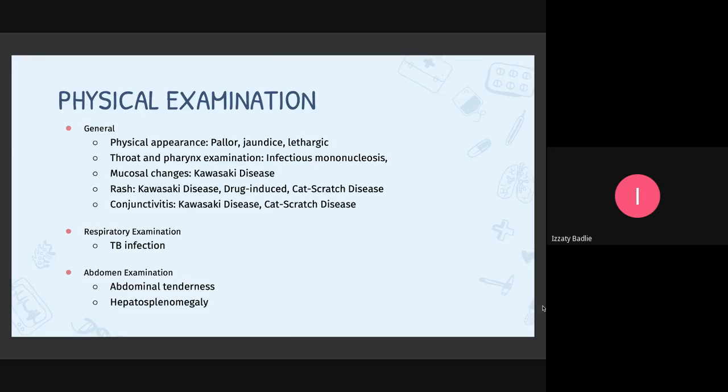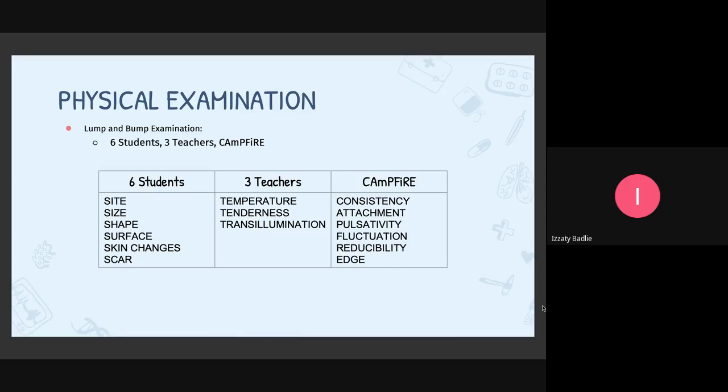For abdomen examination, we need to examine for any abdominal tenderness or hepatosplenomegaly. So next one. So physical examination, since lymph node is considered as under lump and bump examination. So these are the mnemonic for the lump and bump examination, such as 6 students, 3 teachers, and campfire. You can read this later.